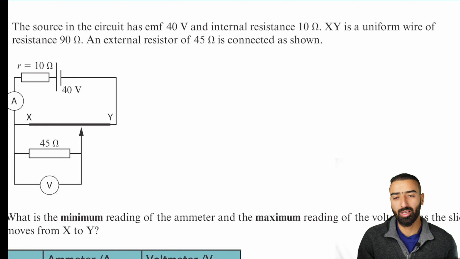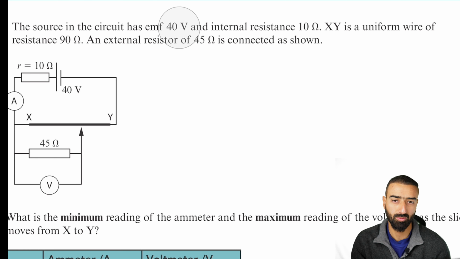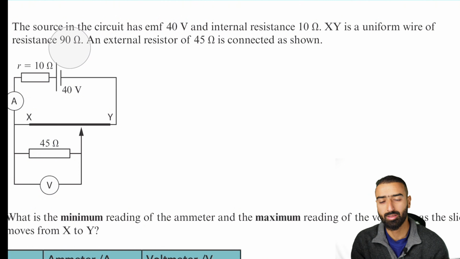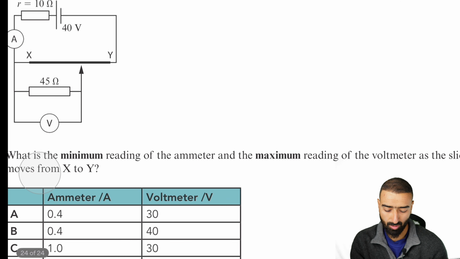Right, this is our final question for today. The source in the circuit has EMF 40 volts and the internal resistance is 10 ohms. XY is a uniform wire of resistance 90 ohms and an external resistor of 45 ohms is connected as shown. What's the minimum reading of the ammeter and the maximum reading of the voltmeter as the slider moves from X to Y?